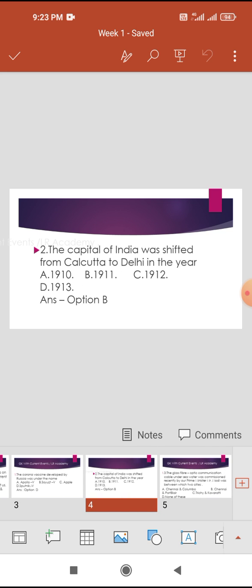Question number 2. The capital of India was shifted from Calcutta to Delhi in the year, option A 1910, option B 1911, option C 1912, option D 1913. The right answer is 1911, option B.